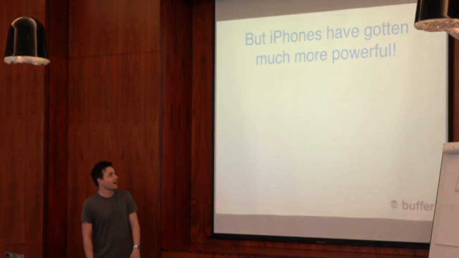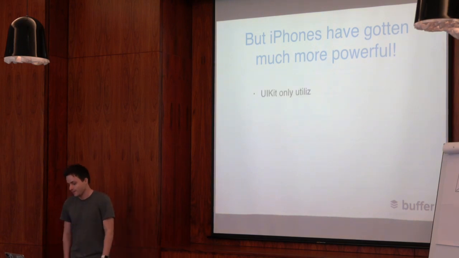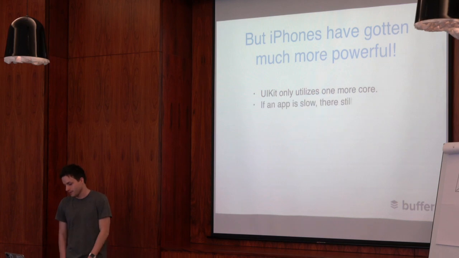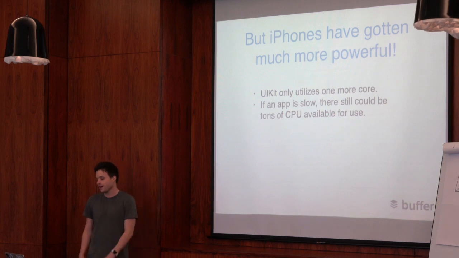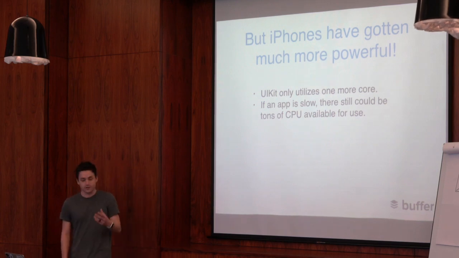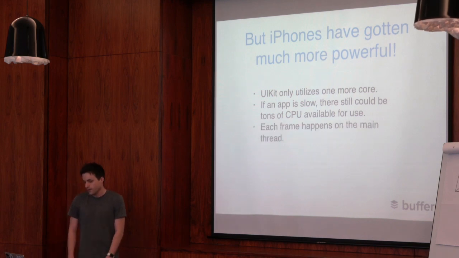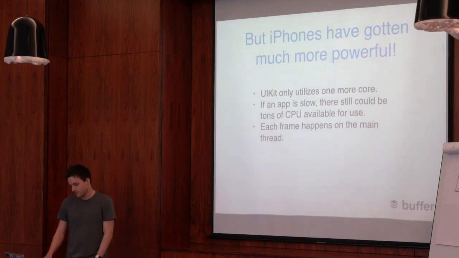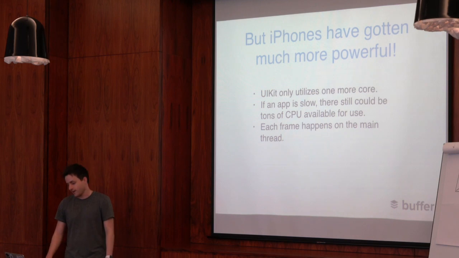And you might be thinking iPhones have gotten several orders of magnitude faster, better, and stronger, and that's true, but it doesn't really matter because UIKit always only utilizes one core. So no matter how much faster the phones get, your user interface has the same problems that the first iPhone still had. And if an app is slow, even worse, there could be tons and tons of CPU still available to be used and processed. But since we're bound to that one core, they're just chilling out, having a good time watching the main thread hang. And again, each frame that's drawn on an iOS device always happens on the main queue. So we've got these kinds of problems that we started with on a single core phone, and we have several cores to use, but UIKit can't use them.